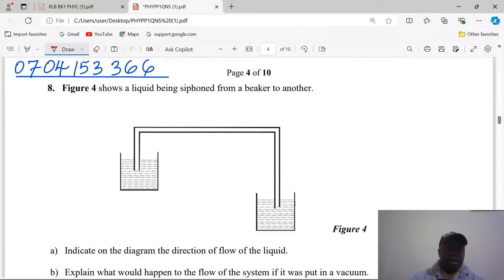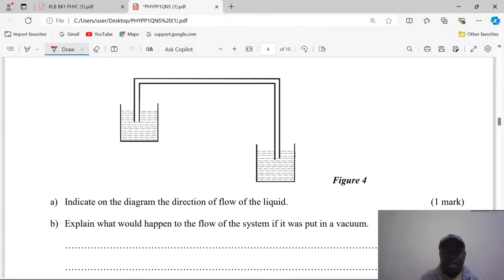Let's look at number 8. Figure 4 shows a liquid being siphoned from a beaker to another. Indicate on the diagram the direction of the flow of the liquid. So the liquid will be flowing from up there, so I can use a direction like that one to show the flow. And we usually say that as long as there is a greater pressure on the one below, then we are going to have the flow continuing.